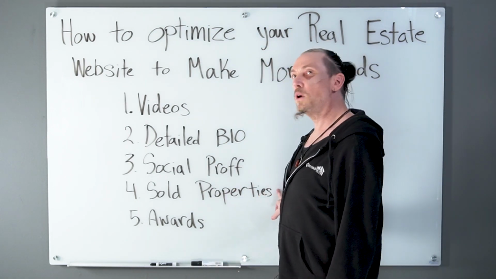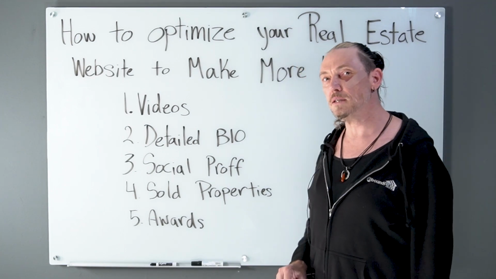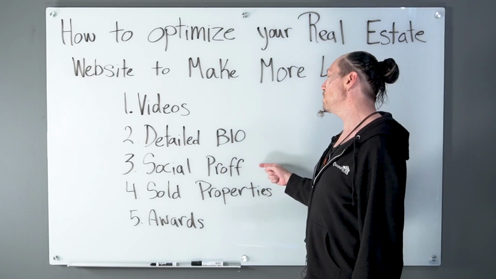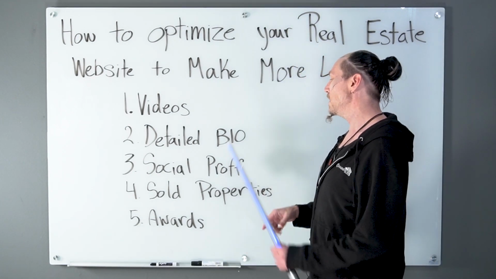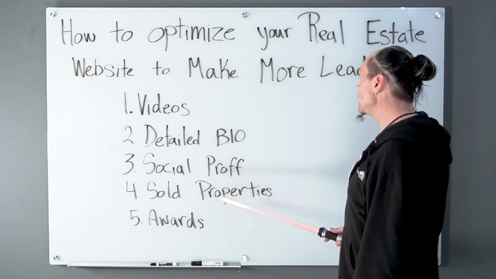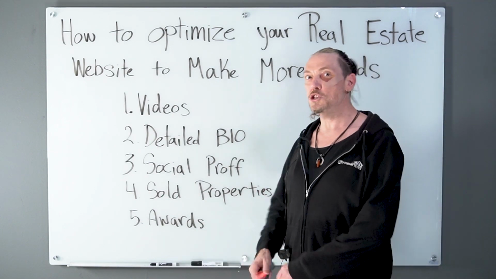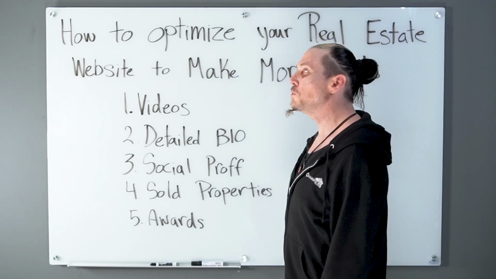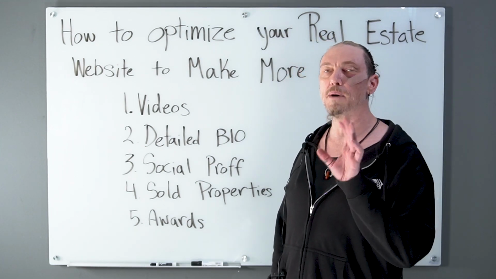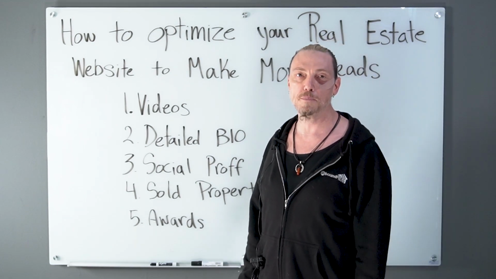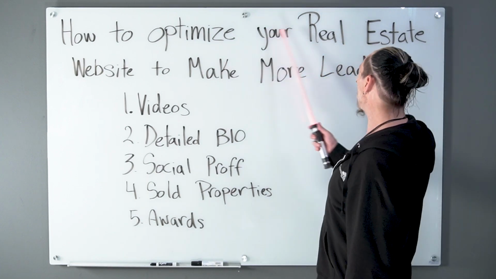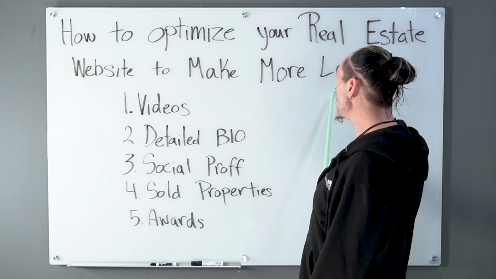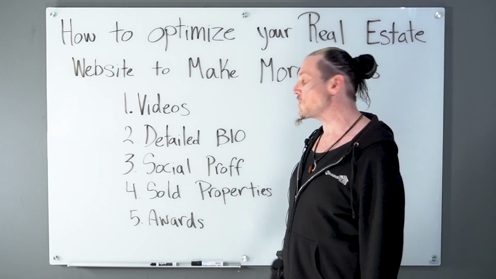All right, number 4, which is a type of social proof technically, but it's a much more important type of social proof. This number 4, if you are a luxury agent and you don't have this going on, you are reducing your opportunity by about 90% to create a lead off a hyper luxury website. How to optimize your real estate website to make more leads, that is the subject.